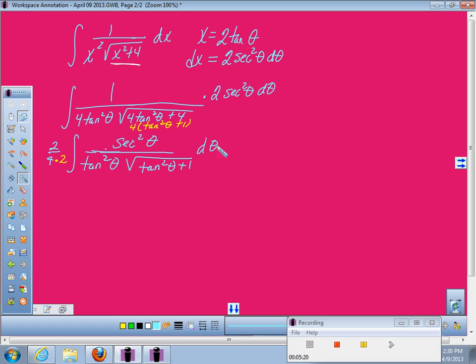How did I get from a 1 to a secant? All I did is I just took this secant squared, stuck it on top instead of way out there. It just takes up less space when I'm writing it, that's all.